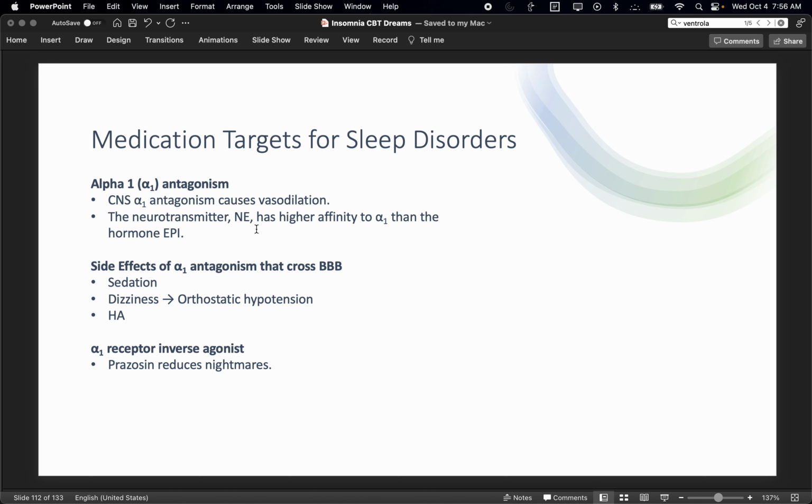When you antagonize that vasodilation, norepinephrine binding alpha-1 receptor antagonisms, when you inhibit that process, you end up with more sedation. So alpha-1 antagonism that is capable of crossing the blood-brain barrier will cause more sedation. It can also cause, like, the part that doesn't cross the blood-brain barrier can cause dizziness and orthostatic hypotension or headaches for the brain.